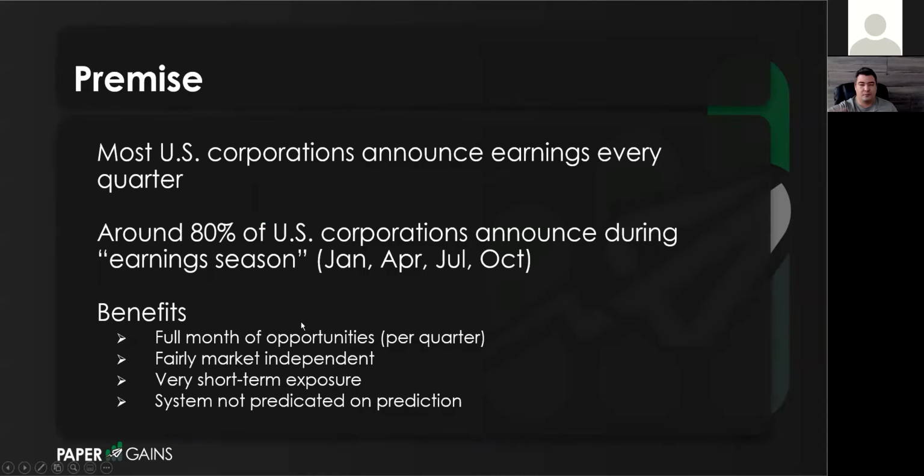As we go through, here's the premise of the situation. I'll just read it. Most corporations are going to announce all during that same 30-day period, about 80% really. So we're coming into that January, that first quarter of the year for earnings season. So January, April, July, and October. It's essentially a full month.